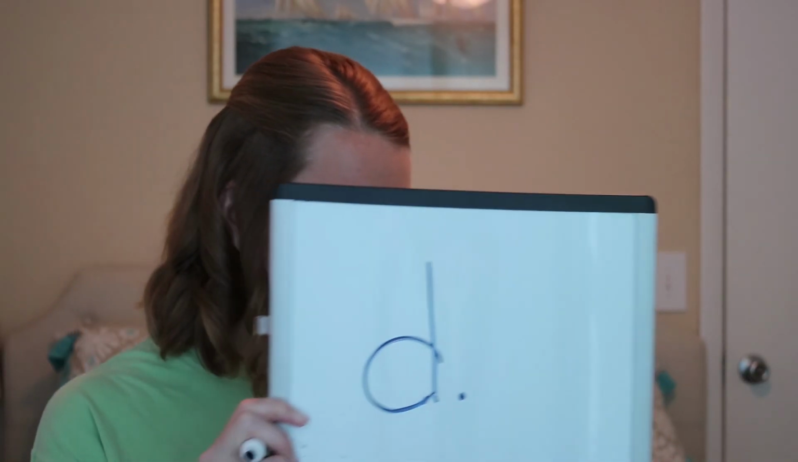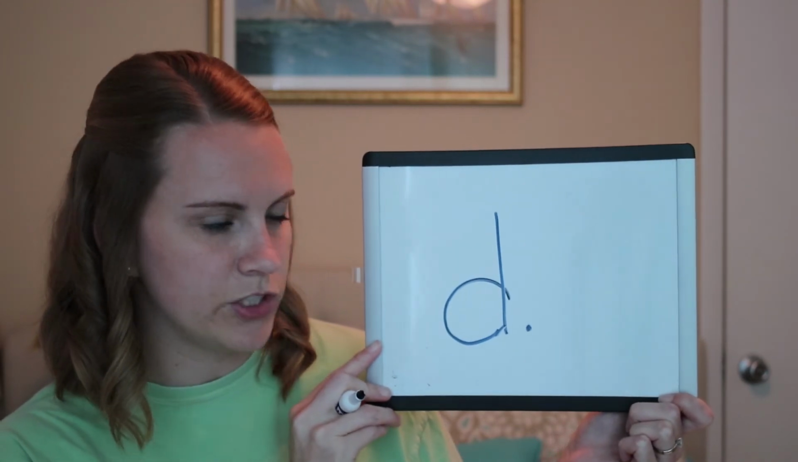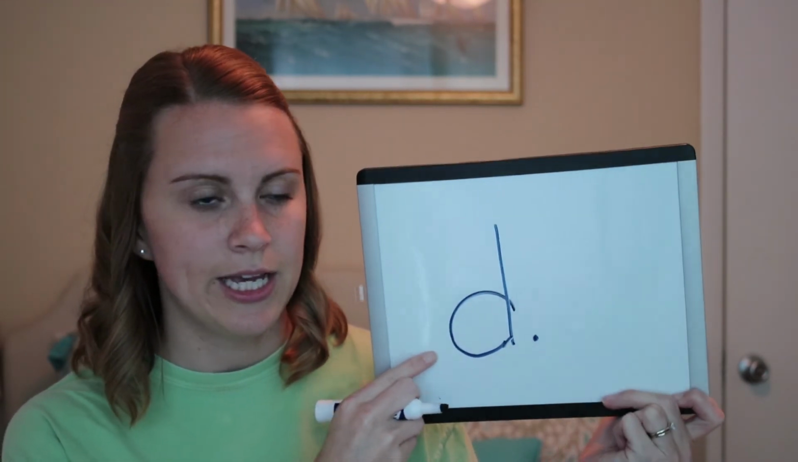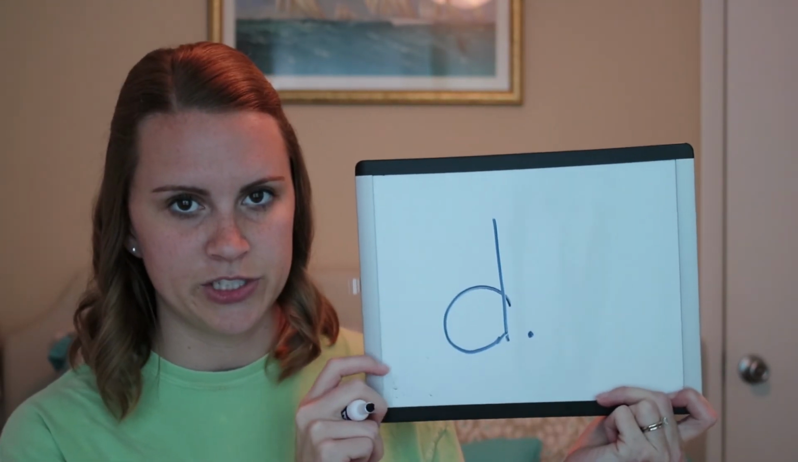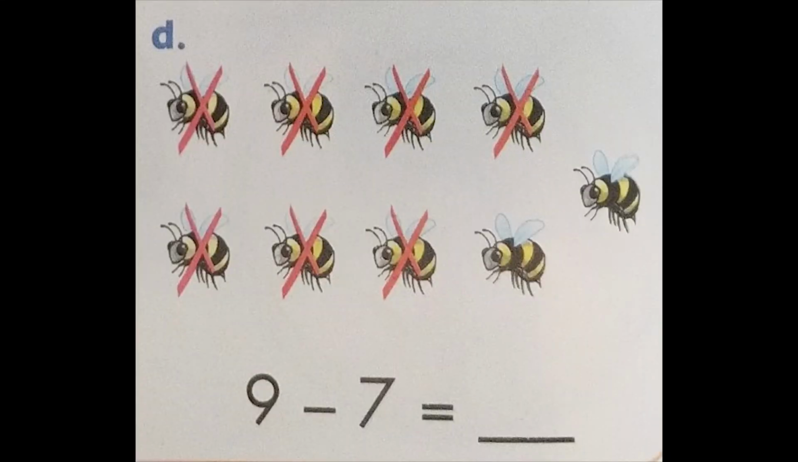And our last problem is letter D. So we're doing problem D, so write D, and then write the math problem next to it. And that problem is 9 minus 7 equals what? So go ahead and do that problem. There are 9 bees, they take away 7. How many are left?